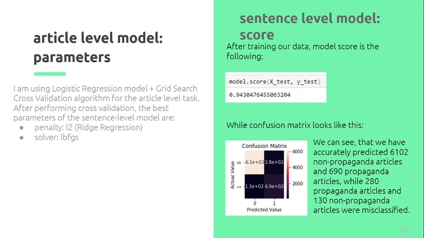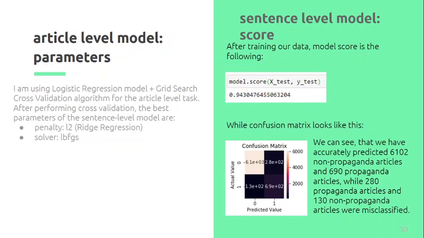Next thing we do is to tune the parameters. For this, we use grid search cross-validation. And the parameters we have are the penalty, which is ridge regression, and the solver LBFGS. So after training our data, the model score is the following. It has 0.9 accuracy, while the confusion matrix looks something like this.